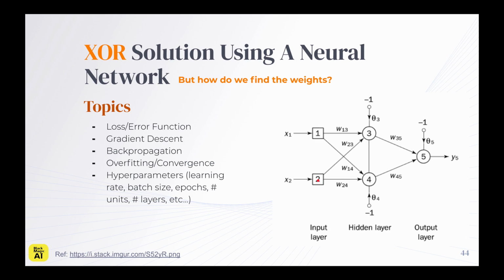The outputs of the hidden layer are multiplied by their corresponding weights also, and are fed as inputs into the perceptron of the output layer, which gives us our final output y sub 5. The output layer produces the y output as our final result.